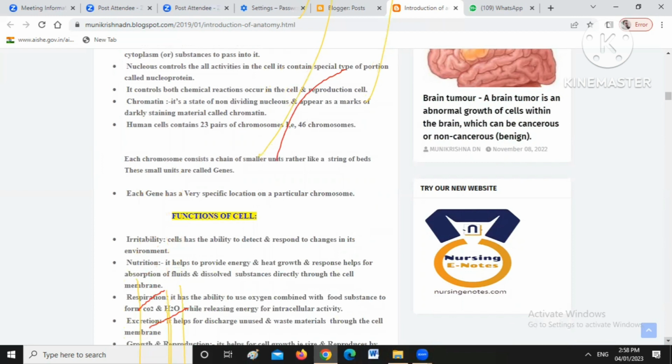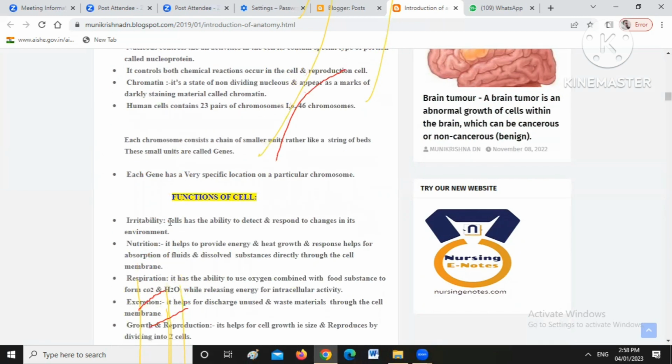Functions of the cell. So what are the functions of the cell? First function, irritability. So how does it react? Cells have the ability to detect and respond to changes in their environment. For example, if any hot material or any foreign materials touch your skin, you will immediately feel irritation, right? So at that time the cells have the capacity to detect the foreign objects which are present on our skin.